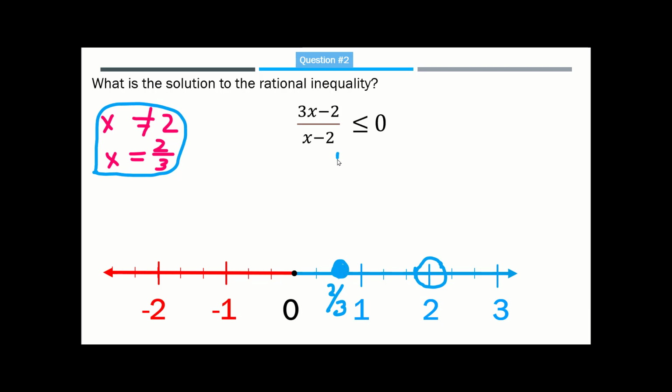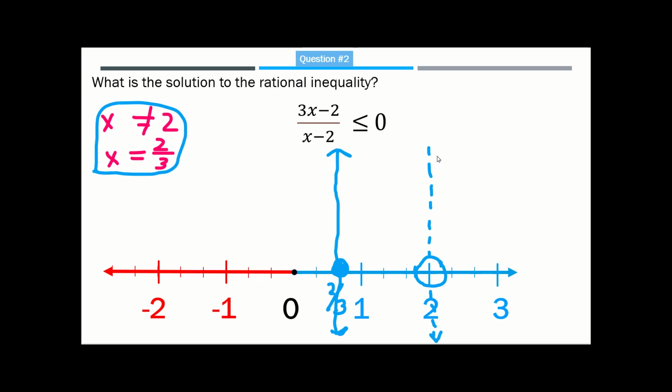All right, so we can have solutions here. I'm going to draw a vertical line through 2/3. I'm going to divide this graph into 3 sections, but it cannot be equal to 2 because that would be undefined. So I'll draw that as dotted. It's kind of like an asymptote. We are never going to have x equals 2 because that would give us an undefined number here.